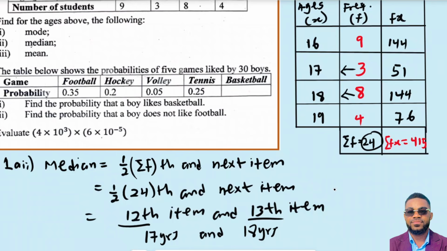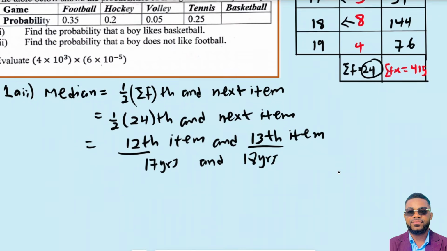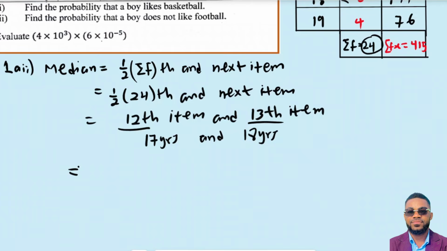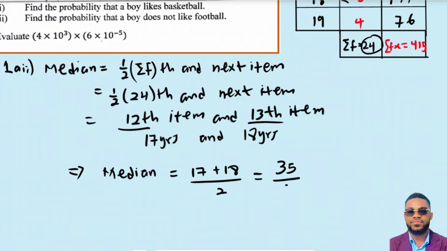So after that, we just have to find the mean of these two middle numbers. So let me work it here. This implies that the median is equal to 17 plus 18 divided by 2. That is, we are finding the mean of the two middle numbers. So 17 plus 18, we're going to get 35 divided by 2, which is equal to 17.5 years.